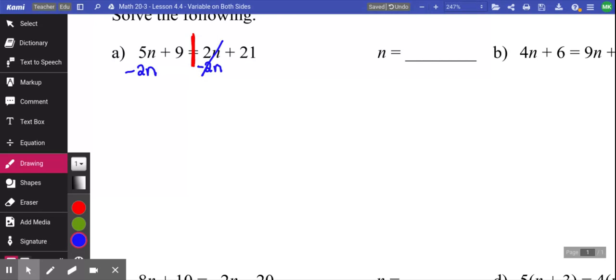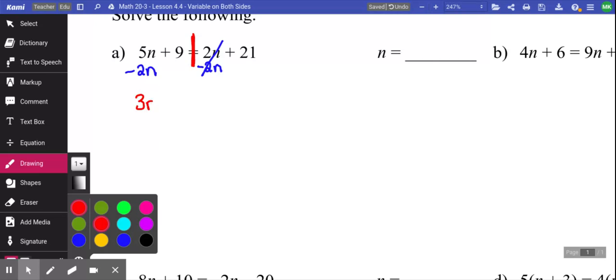On the right side, there will be no more n left. On the left side, 5n subtract 2n gives you positive 3n. Everything else is still there. So plus 9 equals, and now it's only 21. And just like yesterday, our goal was to take hard questions and make them into the easy ones we know how to do. That's what we just did.